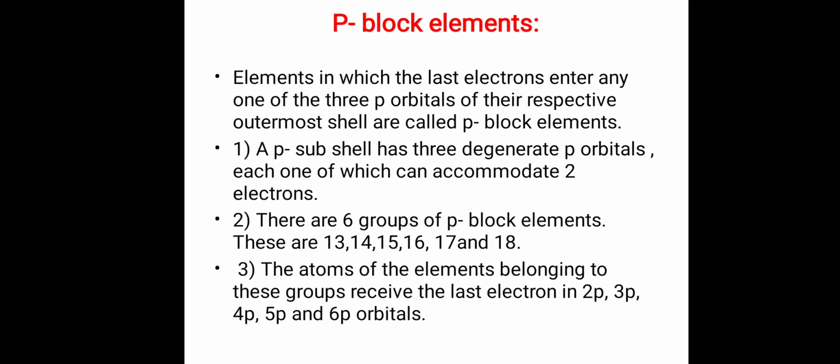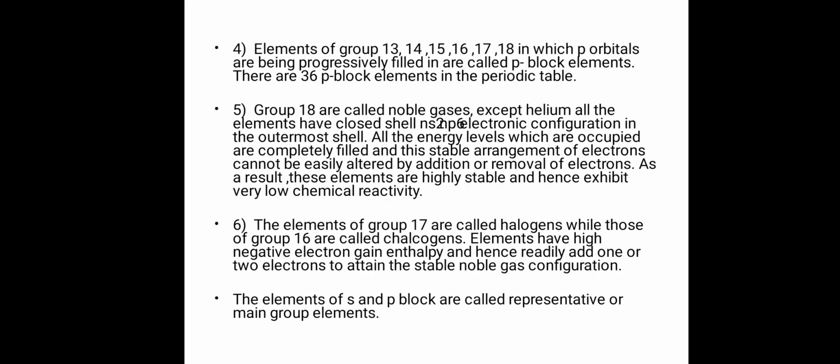So the p-block elements also have 3 subshells, or 3 degenerate p orbitals. Each one can accommodate 2 electrons, totally 6. That's why the p-block elements contain 6 groups, namely groups 13, 14, 15, 16, 17 and 18. The 18th group is called noble gases, the 17th group is called halogens, and the 16th group is called chalcogens, like that the names are called.